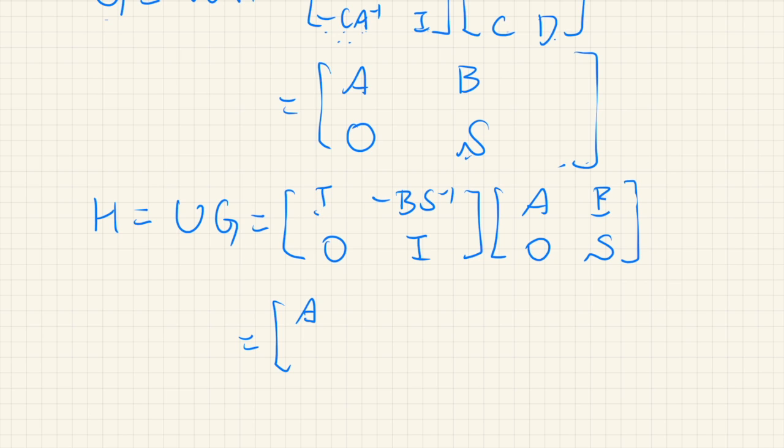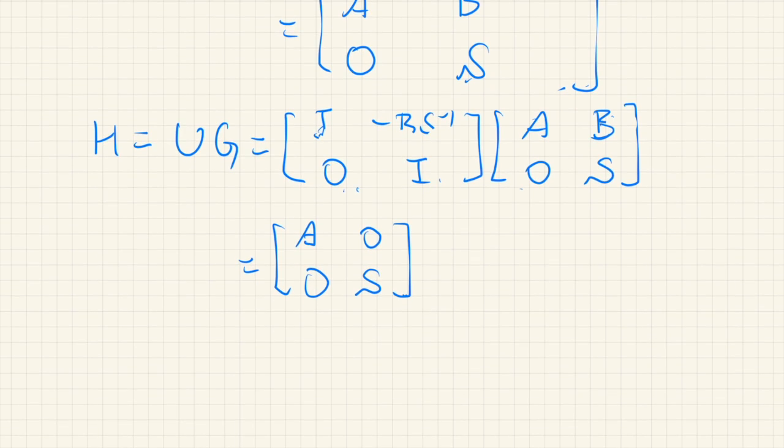And B, and this negative S, S inverse S, so S and S inverse will cancel, and negative B plus B, so that's 0. And this is 0, and this is 0, and 0, and S. Okay. So this is a block diagonal matrix.